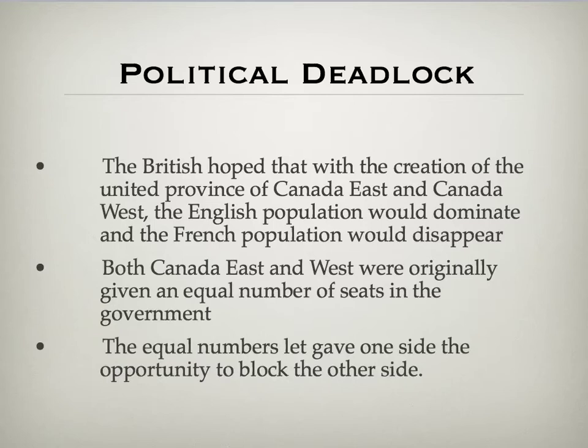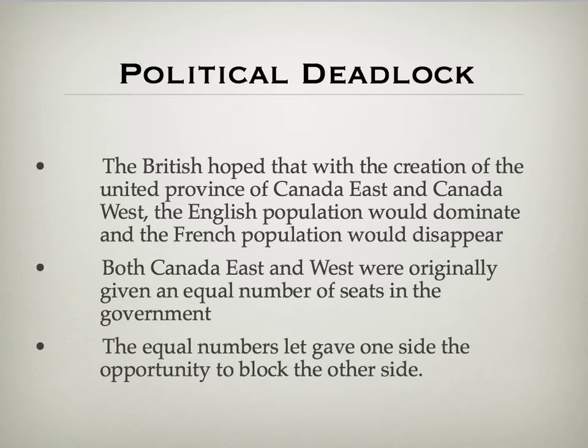And as a result, there was often political deadlock between the Canada East and Canada West government, because when one government was trying to pass a law, the other government would often vote and block it. And since there was an equal number of seats on both sides, neither could vote to pass a law without the support of the other side.